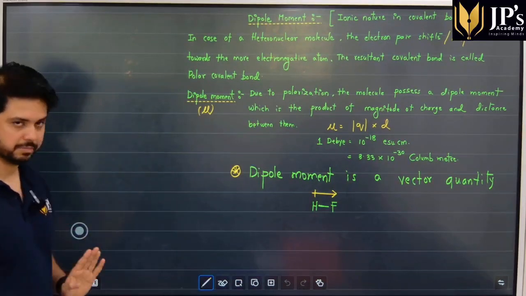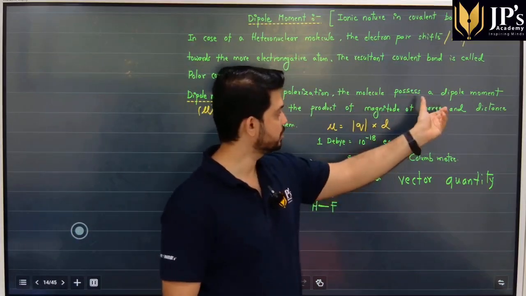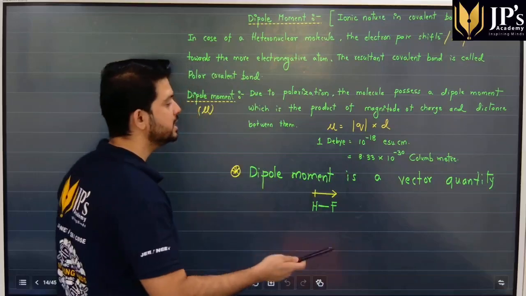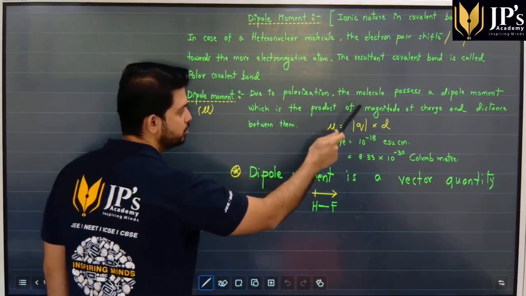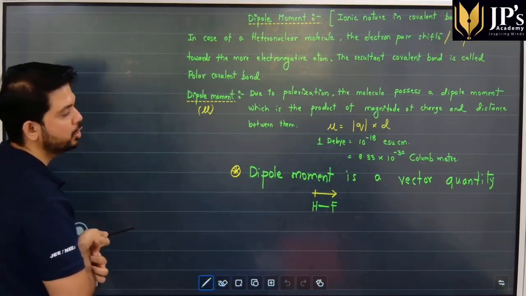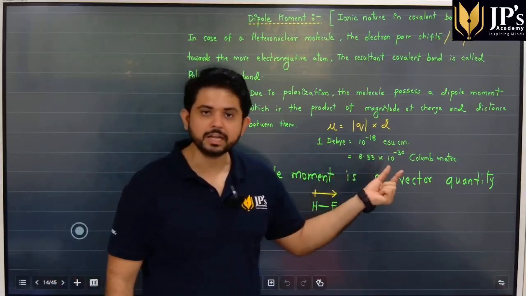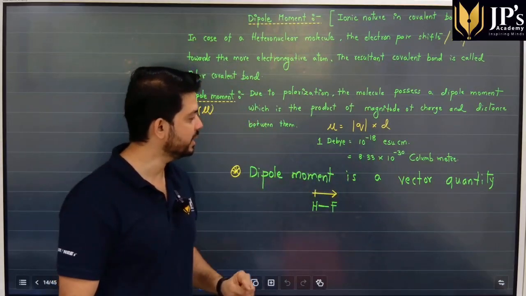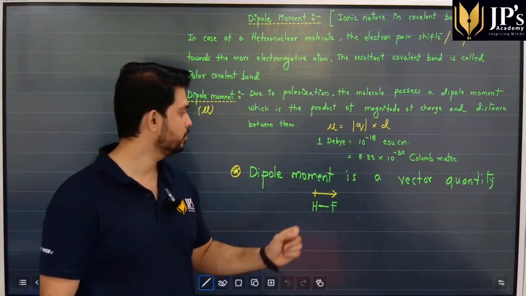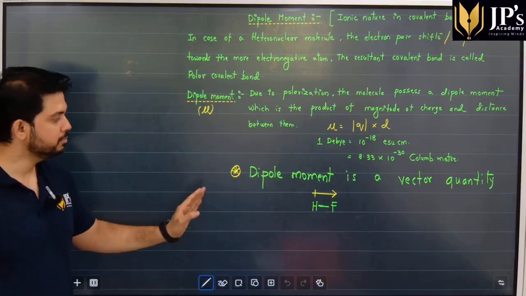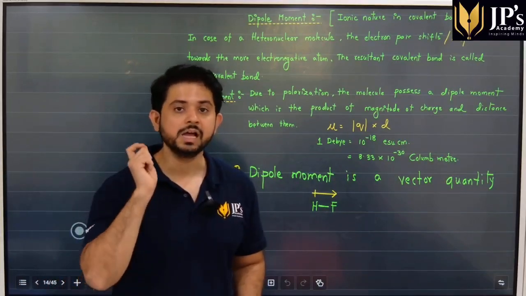Dipole moment, given by the symbol mu, is due to polarization; the molecule possesses or develops a dipole moment. Dipole moment का value, students, is given by the product of the magnitude of the charge into the distance between the two particles. इसकी unit is 1 debye. 1 debye in terms of electrostatic units is around 10 raised to minus 18, and in terms of coulomb meter it is 3.33 into 10 raised to minus 30. Dipole moment, students, is a vector quantity, तो वो हम vector law apply कर सकते हैं to find the resultant dipole.